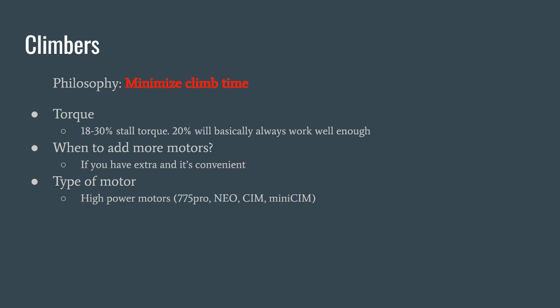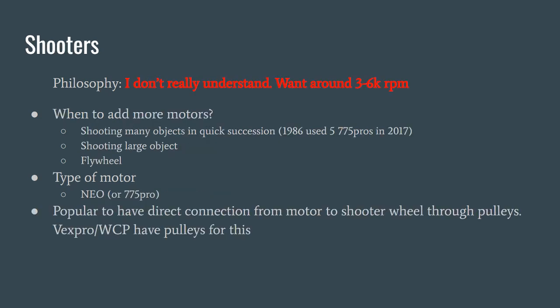So Neo, 775 Pro, maybe a mini CIM if you're doing power takeoff or something. Great. And for shooters, you just want 3,000 to 6,000 RPMs ish.